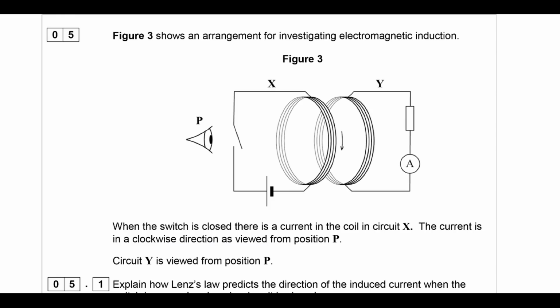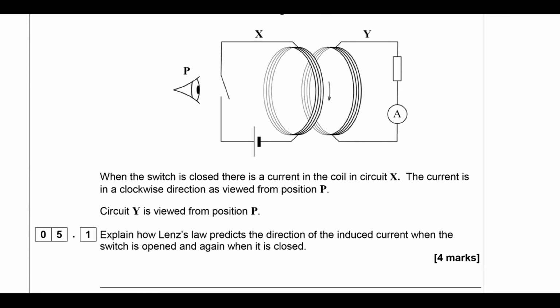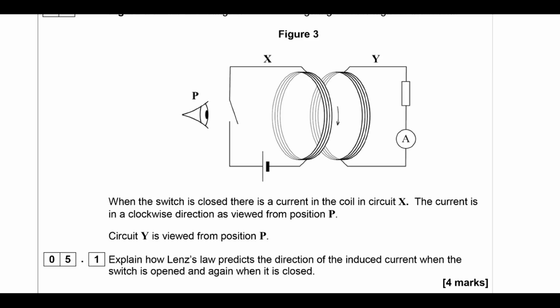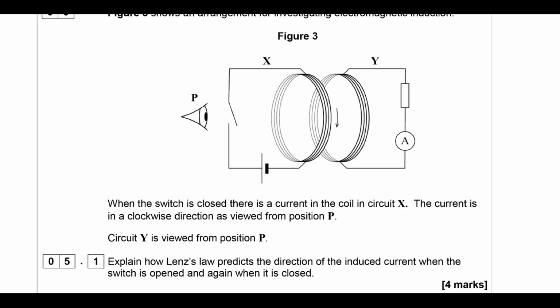Okay, so we've got the setup for investigating induction. This is the search coil experiment. When the switch is closed, there is a current in the coil in circuit X. The current is in a clockwise direction as viewed from position P. So that means this here is going to be the south pole, and on this side is like the north pole end.